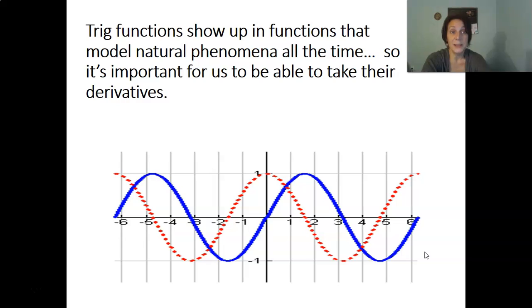So, we need to know how to take the derivatives of trig functions for several reasons. One, because why wouldn't we? But two, trig functions show up a lot in natural phenomena. So when we start looking at word problems and stuff, we see a lot of trig functions with wave motion and stuff like that. So it's pretty important that we are able to take derivatives of trig functions.